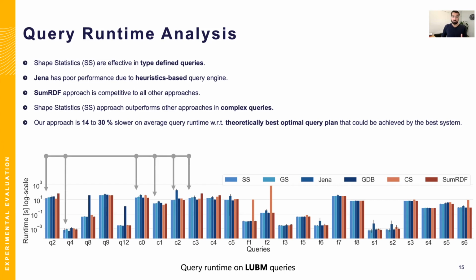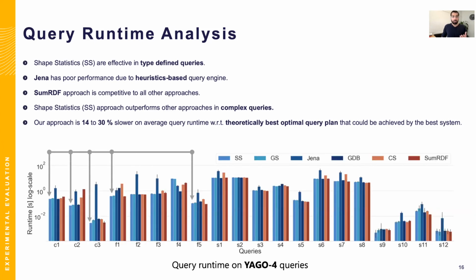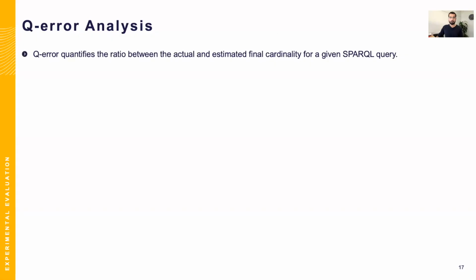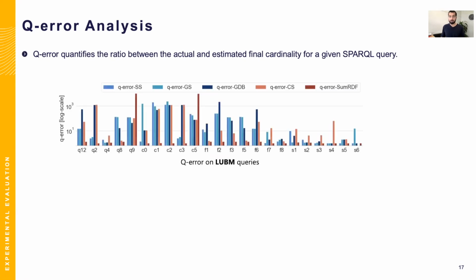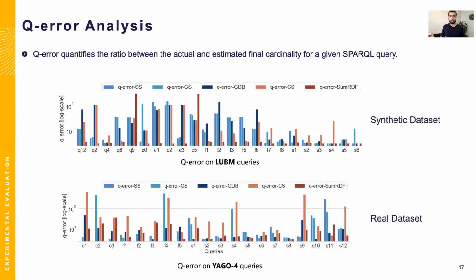So for these specified queries, our approach outperforms the rest of the approaches on the LUBM dataset, and on YAGO 4, we are outperforming the other approaches mostly on complex, some of the snowflake, and star queries. We also show Q error analysis, which quantifies the ratio between the actual and estimated final cardinality for the given SPARQL query. On LUBM, the SumRDF approach has a low value of Q error. However, for the real dataset, that is YAGO, our approach has a low value of Q error overall.